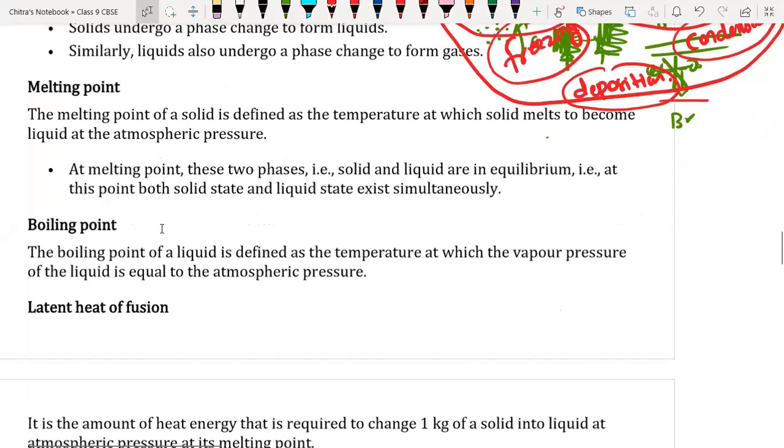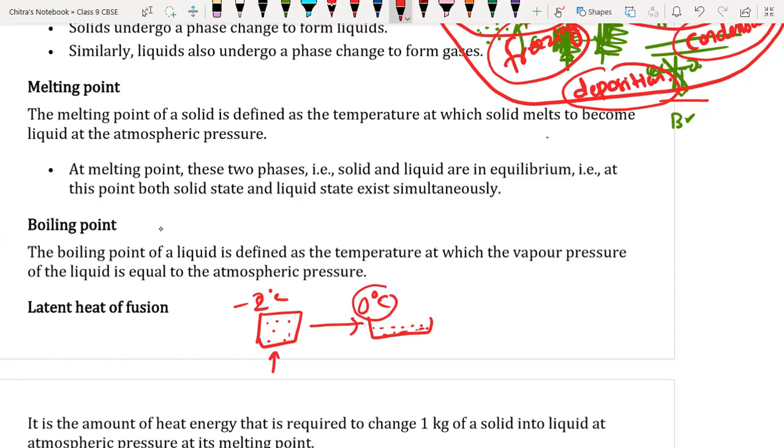No doubt, sir. Okay, so now we are going to understand what melting point is. Suppose I have taken an ice cube and I have heated that ice. Suppose the ice is at -2 degrees Celsius. When we heat that ice, at 0 degrees Celsius it starts converting into liquid. It is the temperature at which solid converts into liquid form. That temperature is called the melting point.